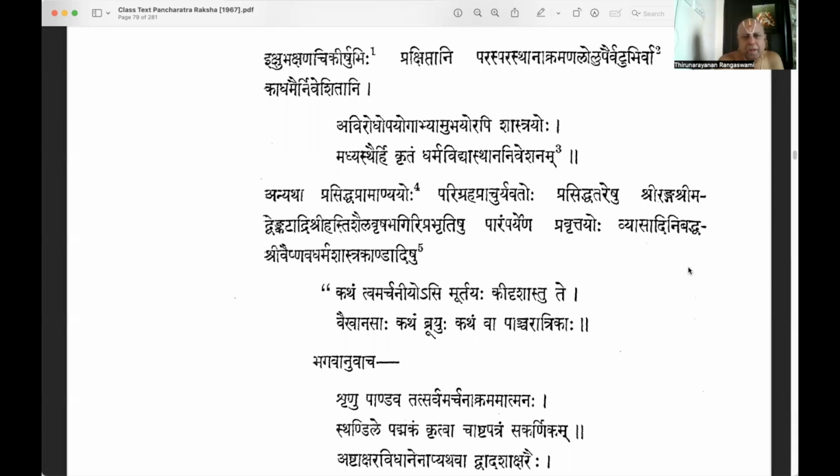Paraspara sthana akramana lolupai. Now, what is the nature of these people who are the worst worshippers, namely worst priests? Namely, they are greedy, lolupaha. Lolupaha means a greedy person. So they are greedy over doing anything wrong. Akramana, they want to conquer. They want to occupy in the wrong place, asthana.